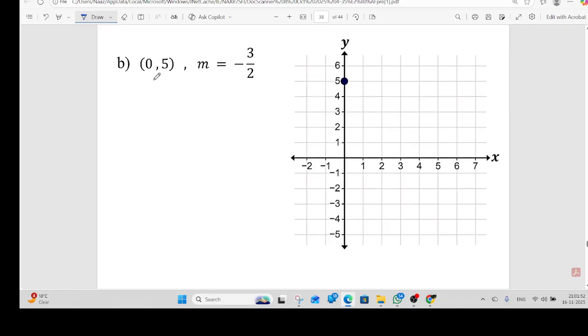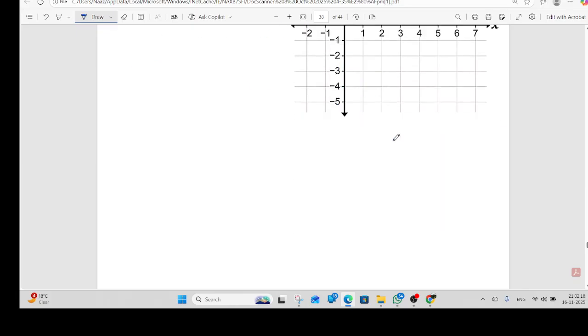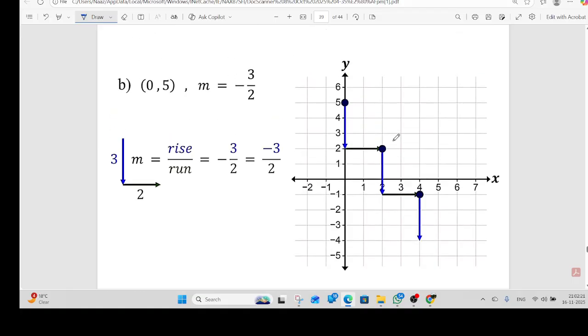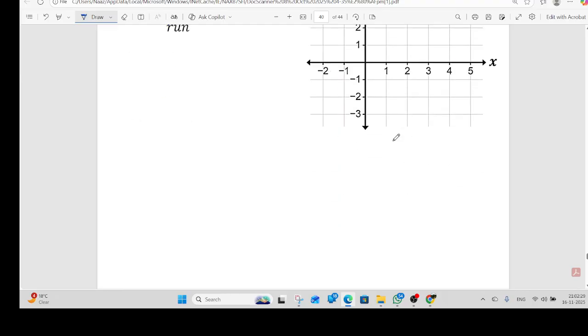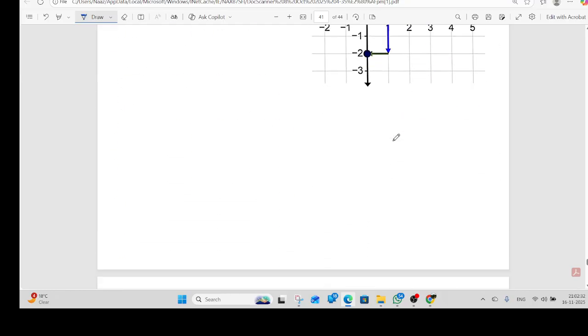Similarly, this one, 0 comma 5, this is the y-intercept, right? Because x is 0. So this is 0 and 5, and slope is rise over run. So rise is negative 3. So I need to go downward 3 steps, 1, 2, 3. Then right side 2 because run is positive 2. So 1, 2. This is my other point. We join them and we get the graph. So that's how we can plot if we are given a point and slope. You can try this question and here is the answer.